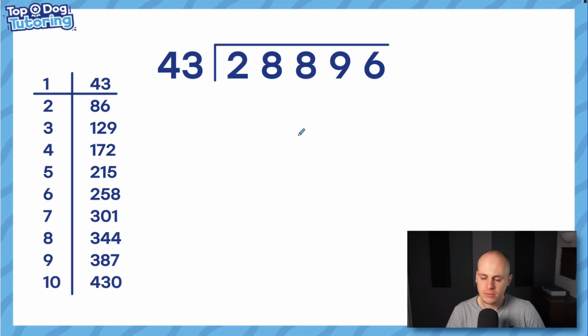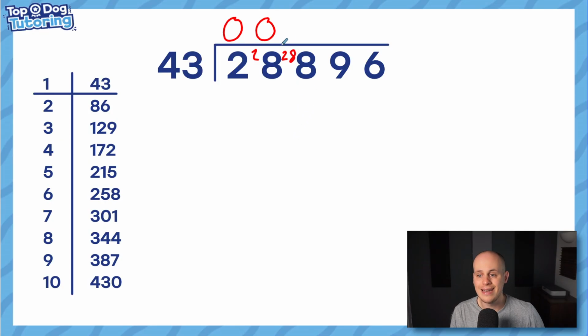Okay, we're back. So 43s into 2. We know that we cannot get any 43s out of 2. So a 0 goes on top and the 2 goes across. And sometimes this happens. It happens again. 43s into 28. It's still not big enough to even get 1 times 43. So once again, it's 0. And the whole 28 goes across.